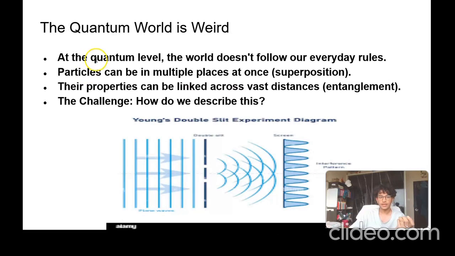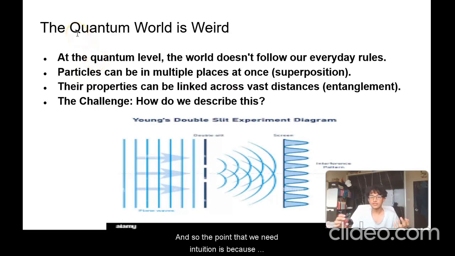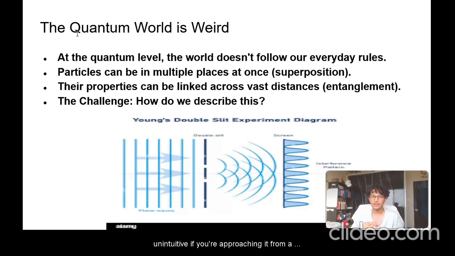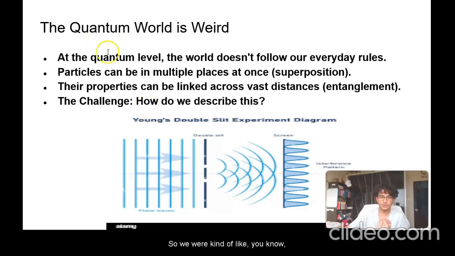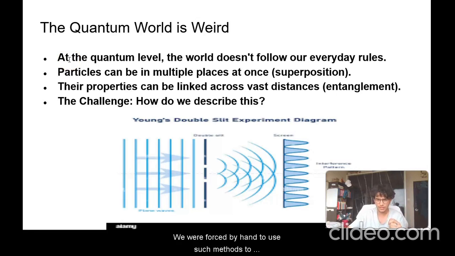The point of this is to make things easier, more visual and more intuitive to understand. We need intuition because anything quantum is wildly erratic, and highly unintuitive if you're approaching it from a classical point of view, which is why you needed such powerful and complicated tools like complex Hilbert spaces and linear algebra. In general, we were forced by hand to use such methods to simulate quantum processes.